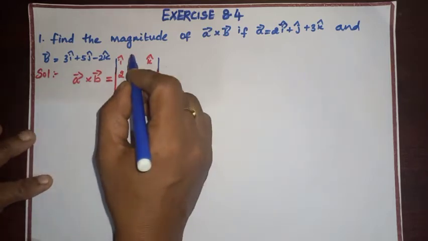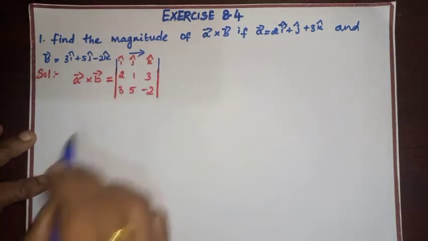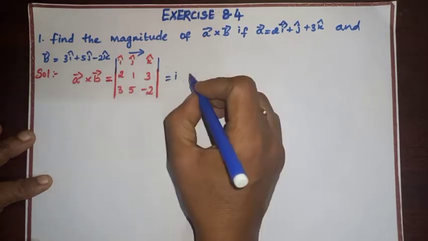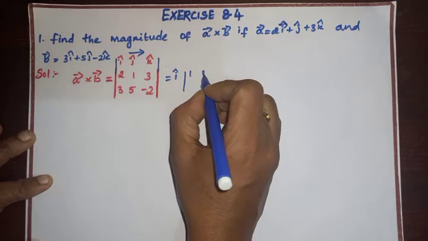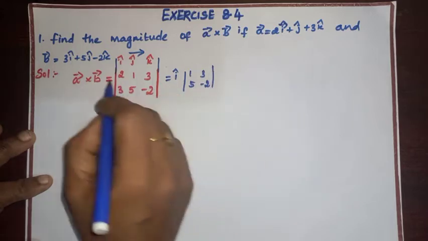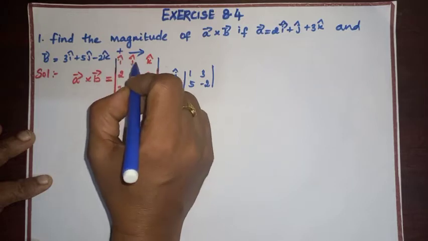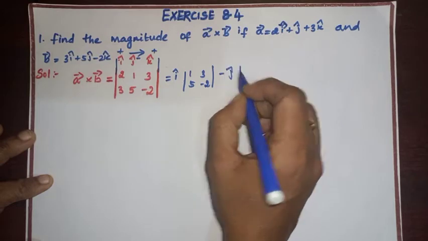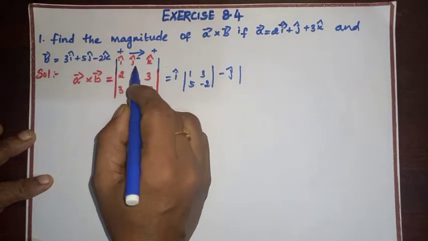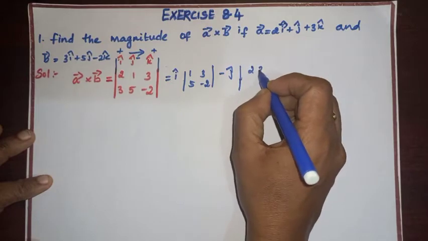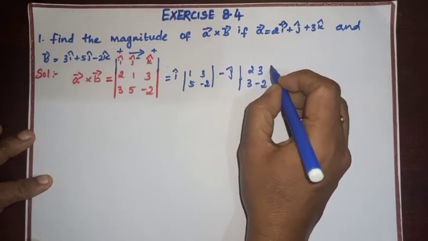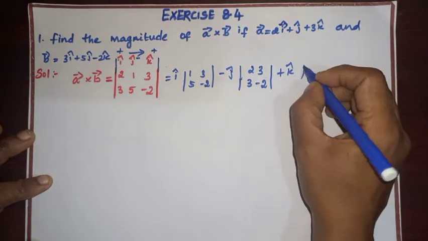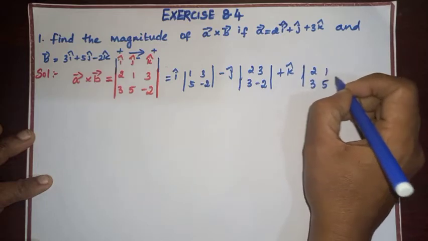Now we have to expand along R1. When expanding i, delete the first row and first column. Then we have 1, 3, 5, minus 2. Since i stands in position (1,1), it is positive, j is negative, and k is positive. Minus j, in position (1,2): delete the first row and second column. Then we have 2, 3, 3, minus 2. Plus k: delete the first row and third column. Then we have 2, 1, 3, 5.